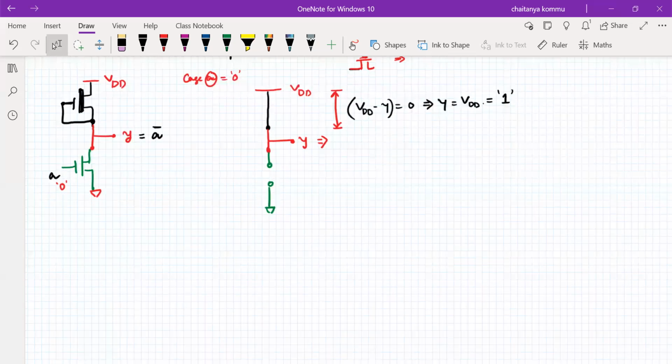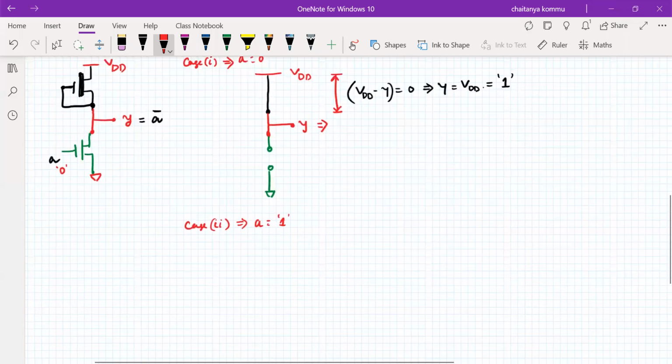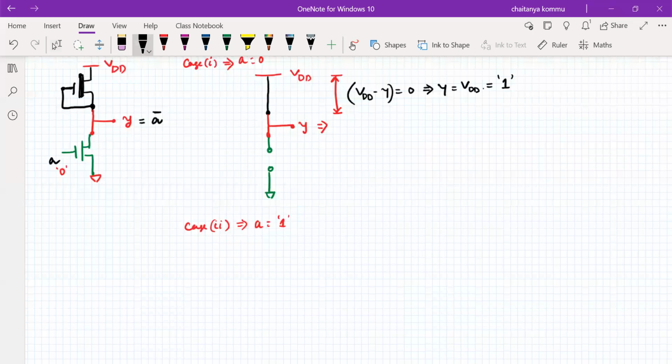The next one is case number 2, where we apply logic 1 at the gate. So case 1 implies that A is equal to logic 0, and case 2 implies that A is equal to logic 1 or VDD. Here we observe that VDD is there and ground is there. The depletion transistor is always on, but this one is also on.